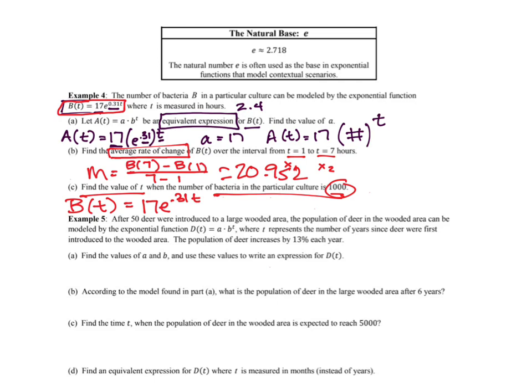Listen, everybody listen. It's not b of 1,000. Read the first 5 words here. Find the value of t. If they wanted me to plug in 1,000 for t, it would say put 1,000 in for t. It wants me to solve for t when the number of bacteria, b of t, is 1,000.